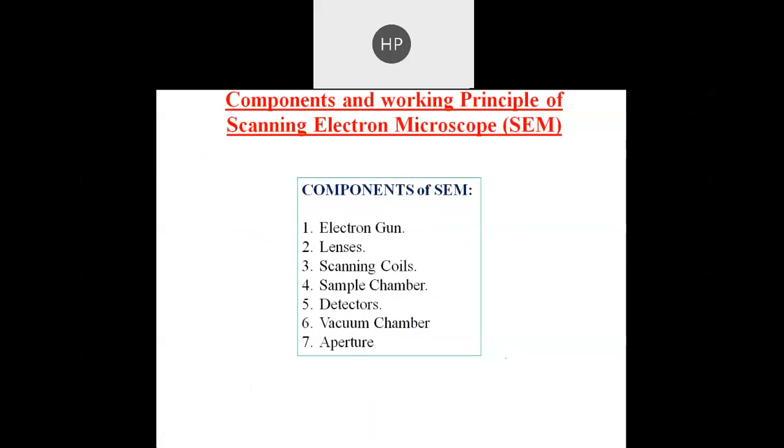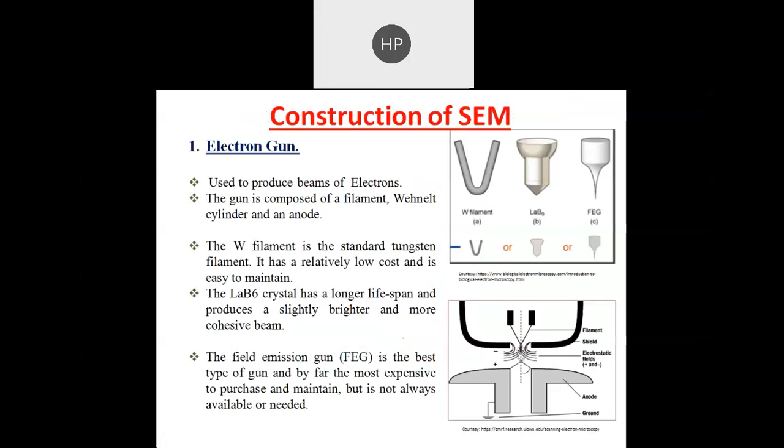So the components of the SEM are: first, electron gun; second, lenses; third, scanning coil; then specimen chamber, detectors, vacuum chambers, and aperture. One by one we are going to see them. So first, the electron gun. What is the use of the electron gun and why is it used? The use of the electron gun is to produce a beam of electrons.